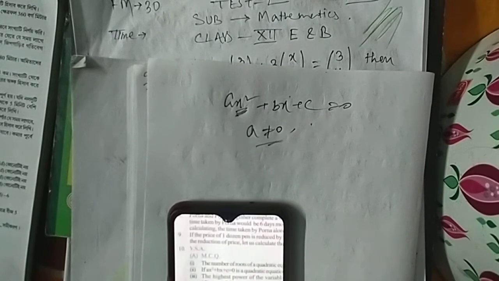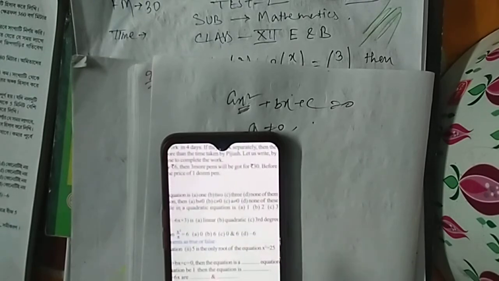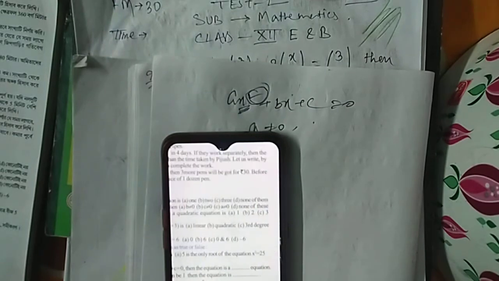Now question number 3: the highest power of the variable in a quadratic equation is. Everyone knows that the highest power of the variable in a quadratic equation is 2. So it will be option B.